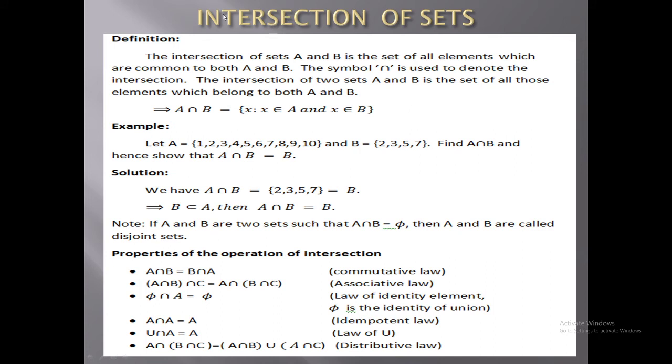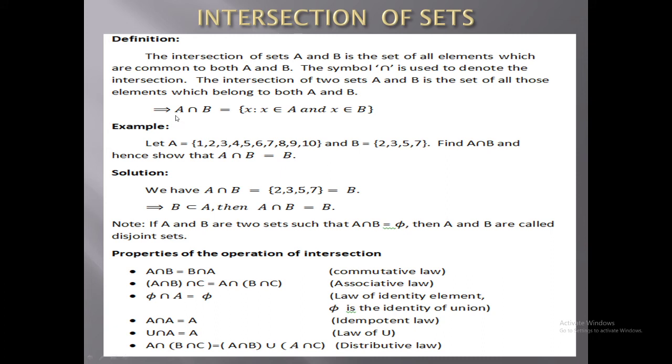Here, the second operation is intersection of sets. The intersection of sets A and B is the set of all elements which are common to both A and B. The symbol ∩ is used to denote the intersection. The intersection of two sets A and B is the set of all those elements which belong to both A and B. In union, either element belongs to A or B, but in intersection it must belong to A and B.